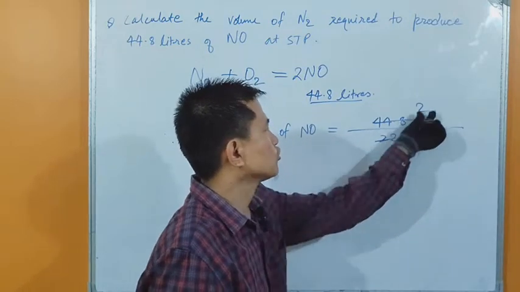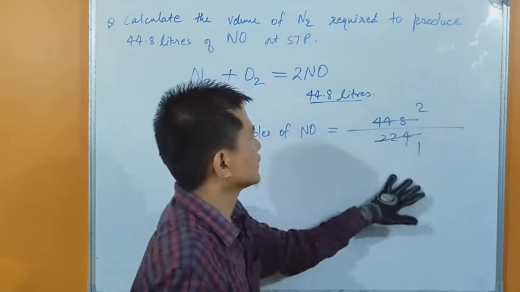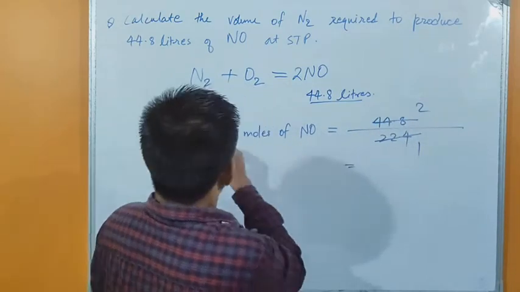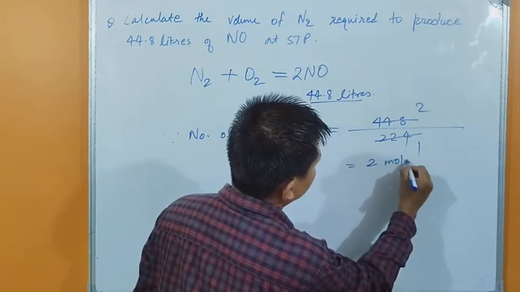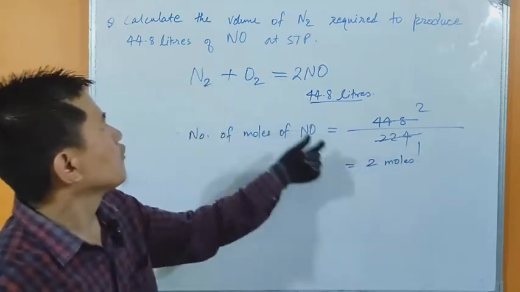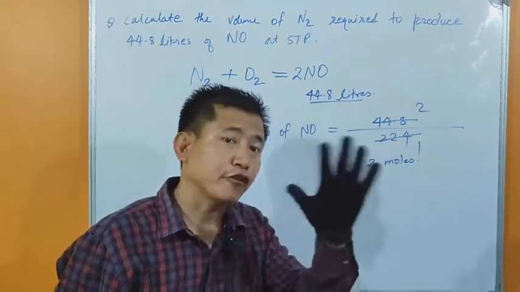So 2 into 4 is 8, 2 into 2 is 4, 2 into 2. So the number of moles of nitric oxide is how much? 2 moles. We got the number of moles of nitric oxide. Now we will find the number of moles of nitrogen, and then we will find the volume of nitrogen.